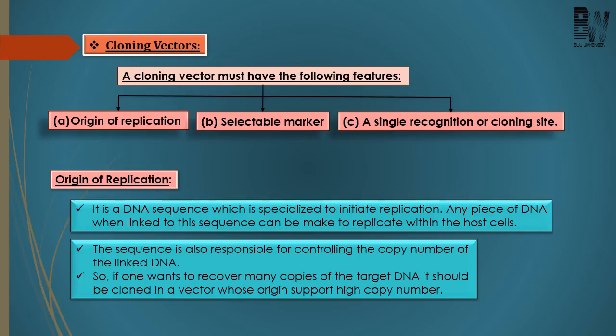Another important property of origin of replication is that it is responsible for controlling the copy number of linked DNA. That means if you want to produce the desired DNA or target DNA in large number, then you have to link that DNA in a vector whose origin supports high copy number. That means to produce many copies of the target DNA, the target DNA should be cloned in a vector whose origin supports high copy number.